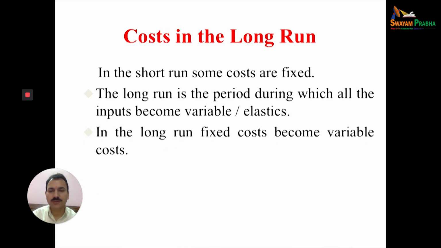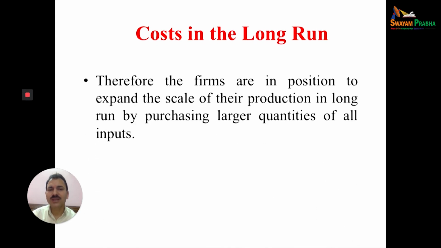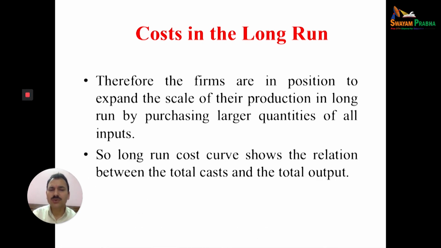In the long run, fixed cost becomes variable cost. This is very interesting: in the long run, even fixed costs become variable costs. All costs become variable. Therefore, firms are in a position to expand the scale of their production in the long run by purchasing larger quantities of all inputs. The whole scale can be changed in the long run. There are no fixed factors.